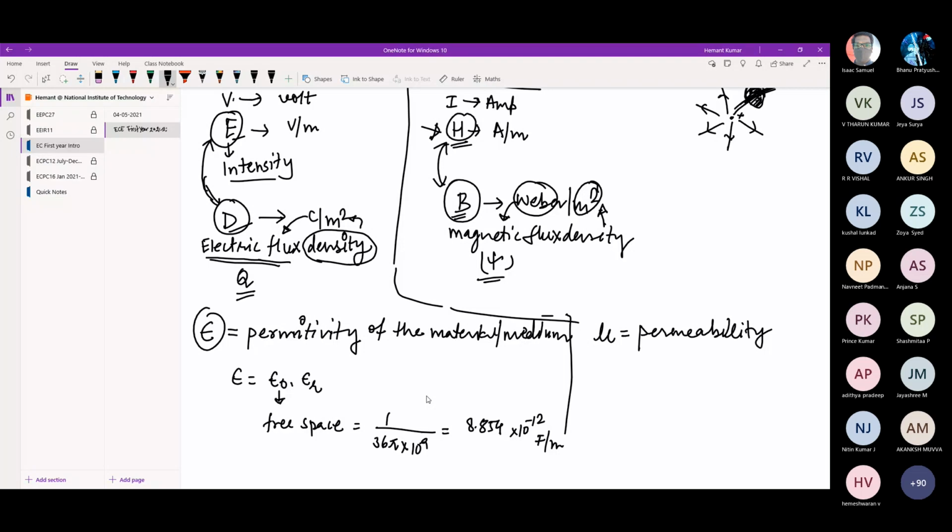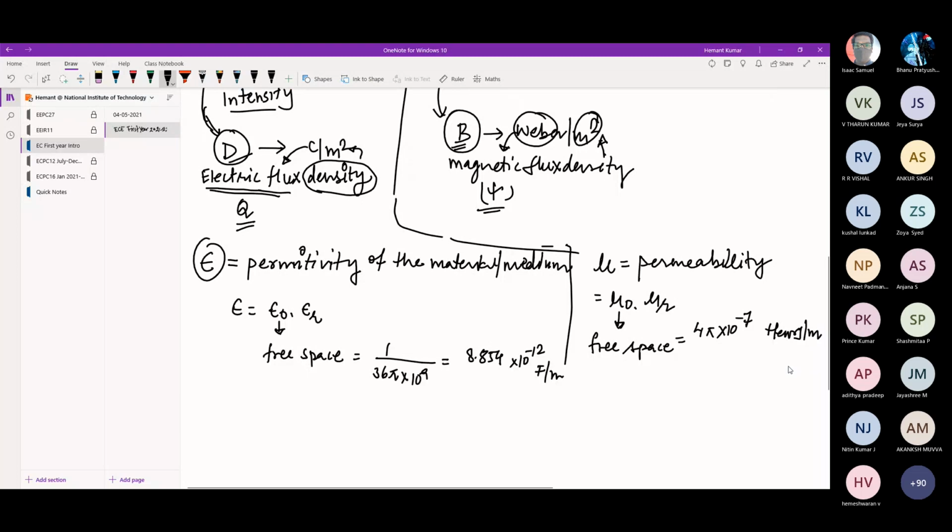And here's the permeability. Permeability, which connects B and H, is the ability which tells how much magnetic field can be permitted in that medium. Okay, so it is given by mu naught into mu r, where mu naught is for free space and its value is fixed, that is 4 pi into 10 to power minus 7 Henry per meter.